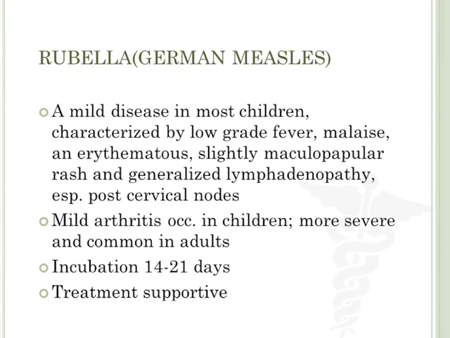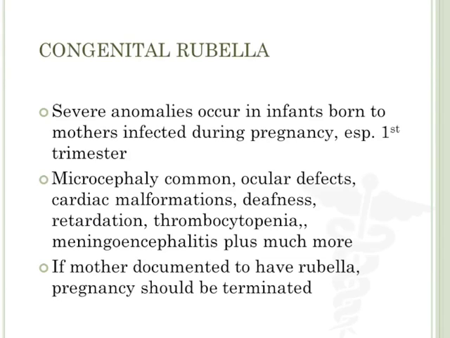You do get some enlarged lymph nodes, though. It's mild. You don't get much in the way of arthritis in children, but you do in adults. And again, not very serious. The problem is that if a pregnant woman gets this, then she can have a deformed baby at birth. So a real problem with German measles is not the sick child, but is preventing a pregnant woman from being exposed or getting it. And congenital rubella is the real problem.